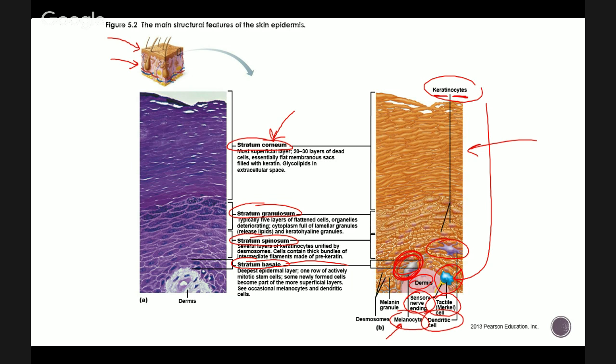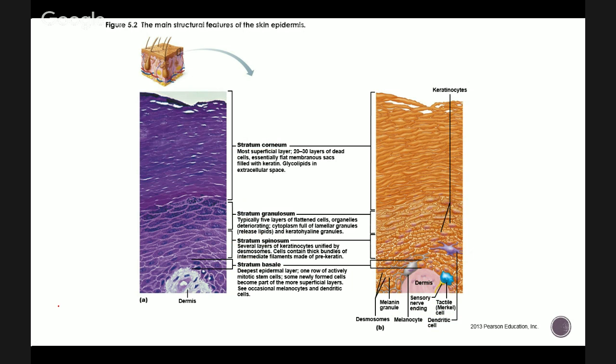Okay, let's clear the screen, and then we'll talk about these layers of the epidermis. On the basal layer, which I started talking about, we have the stratum basale. This is the deepest epidermal layer. What I love about this picture is it gives you very good information about each layer. So it's one row of actively mitotic stem cells.